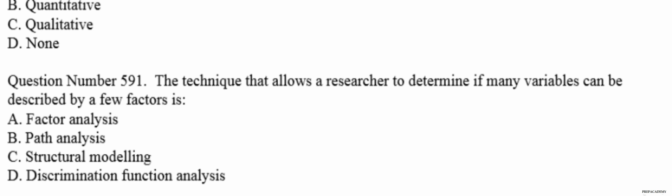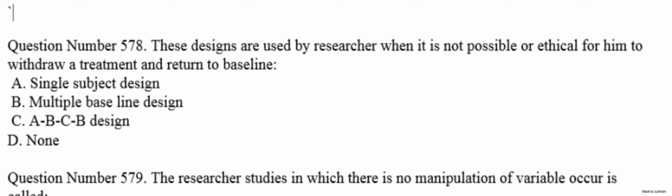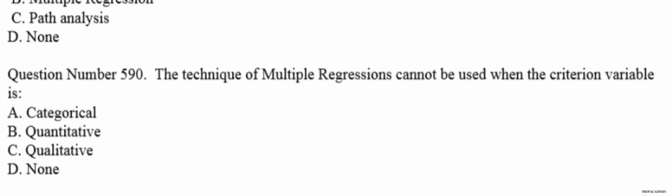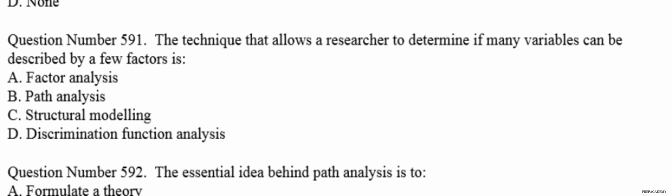Question number 591. The technique that allows a researcher to determine if many variables can be described by a few factors is: A. Factor analysis. B. Path analysis. C. Structural modeling. D. Discriminant function analysis. The correct answer is option A, factor analysis.